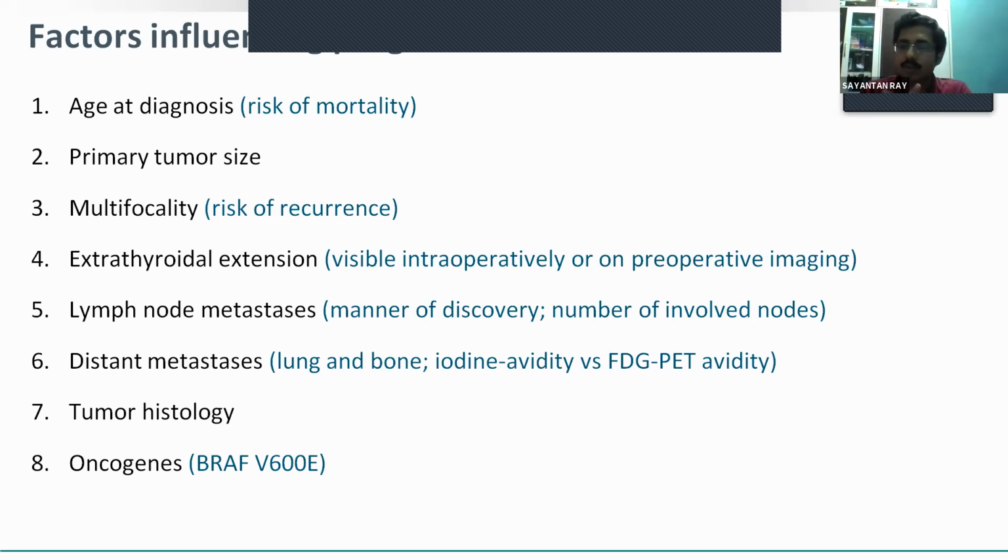The number 7 is tumor histology. Usually, classic variant of PTC and follicular variant have favorable outcomes. Regarding oncogenes, most importantly, the BRAF, which is a serine threonine kinase in the MAP kinase signaling pathway, and this is the most commonly found point mutation, V600E.